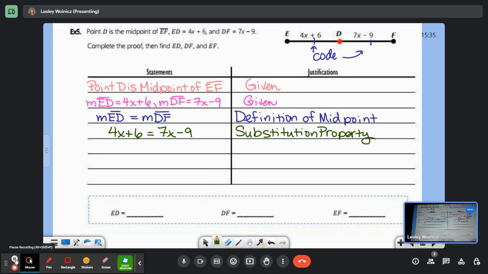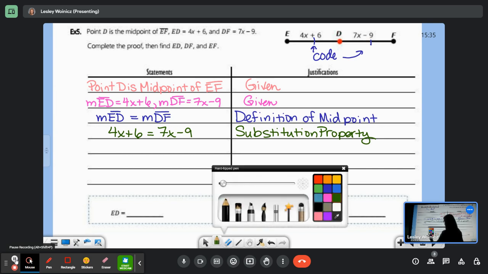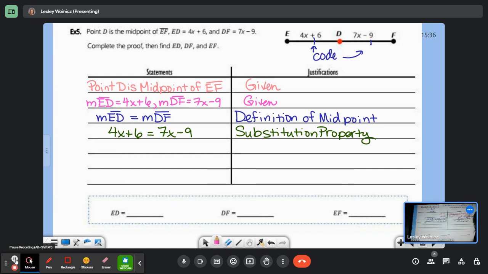Okay, now what? Do I have any like terms over here? No. Any over here? Okay, so I'm going to have to use my addition and subtraction properties of equality. So how do I get all the x's over onto the right-hand side? Okay, so that gives me 6 equals 3x minus 9. So that was the subtraction property of equality.